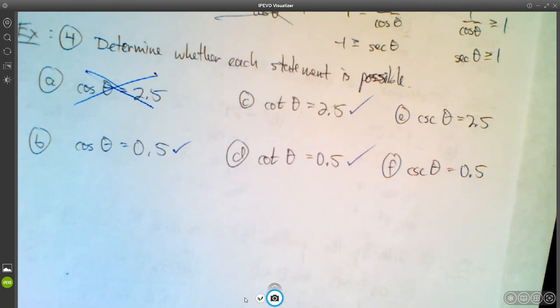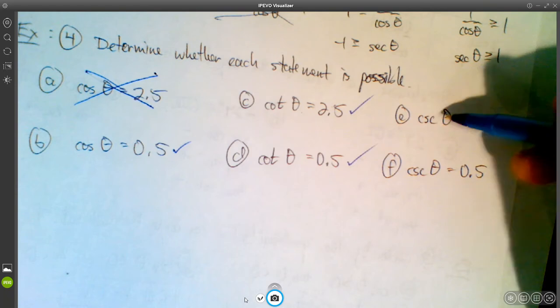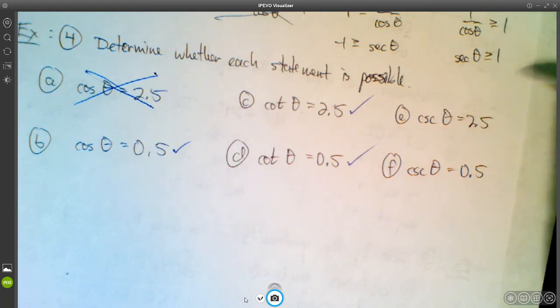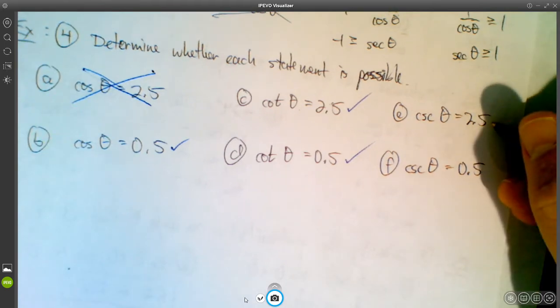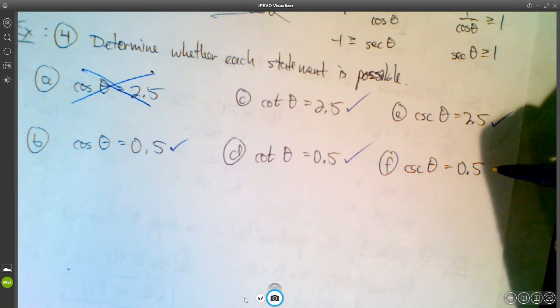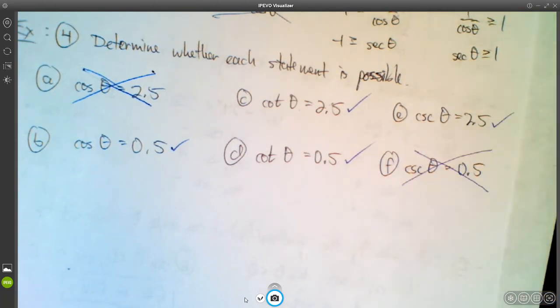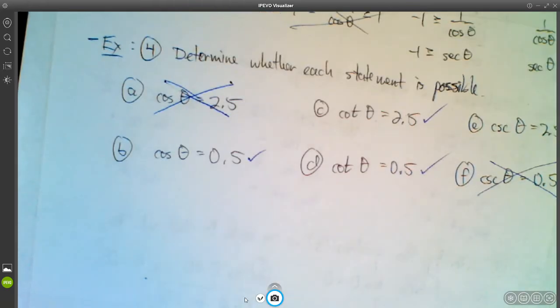What about cosecant? Cosecant theta equals 2.5. That works, right? Cosecant theta can be almost any real number. It just can't be between -1 and 1. So 2.5 is outside of that, so that works perfectly well. But cosecant theta equals 0.5 doesn't work, because cosecant has to be either less than -1 or bigger than +1. It can't be between -1 and +1. Okay, so that's how that works.